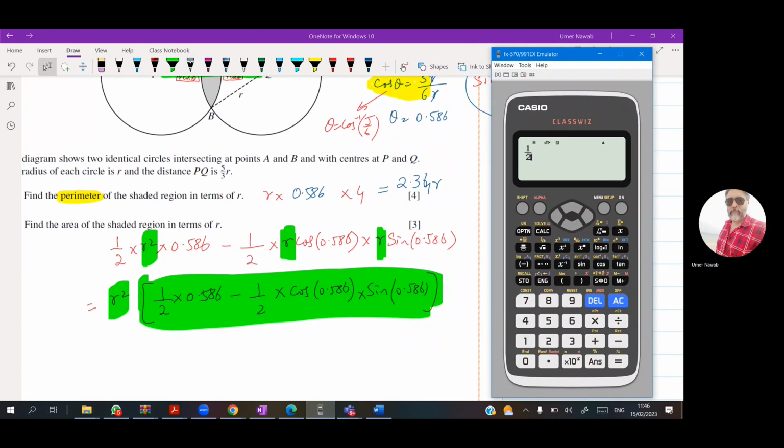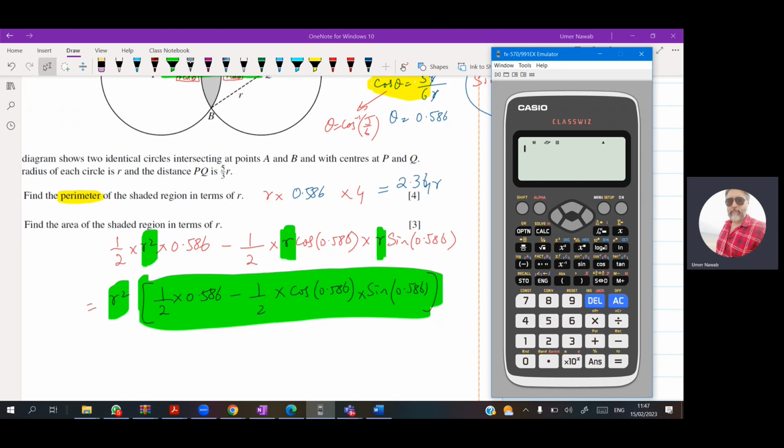Ready to write everything in a calculator. Half times 0.586, then minus half times cosine 0.586, then times sine of 0.586, and then close the bracket. Then you get your answer. Is there any issue, guys? Is there any syntax error? Did I miss anything? Why is the syntax error coming? Did I close the bracket? Check again.